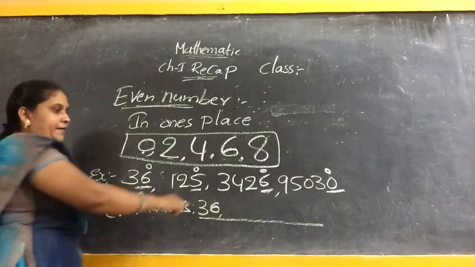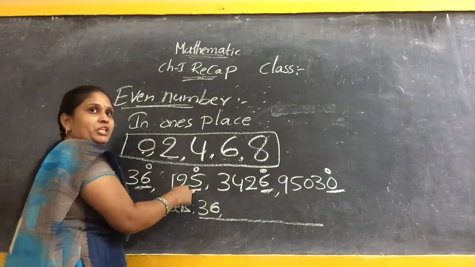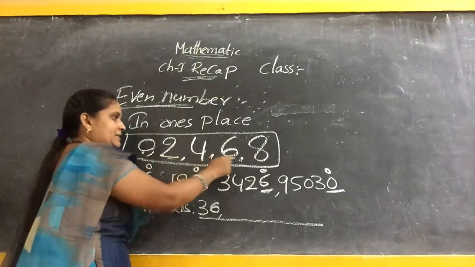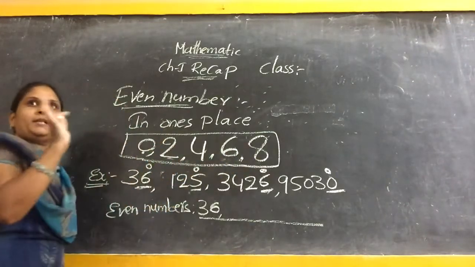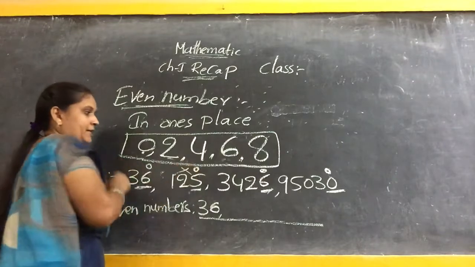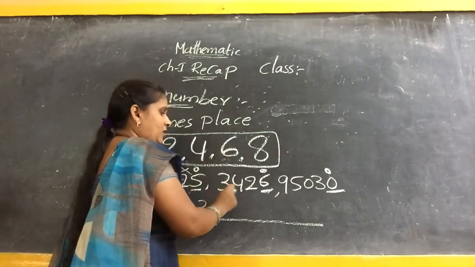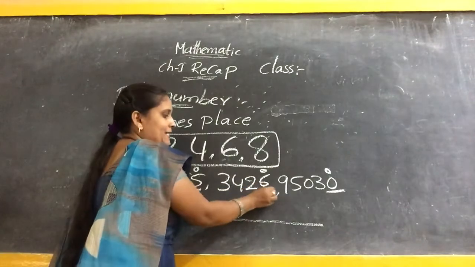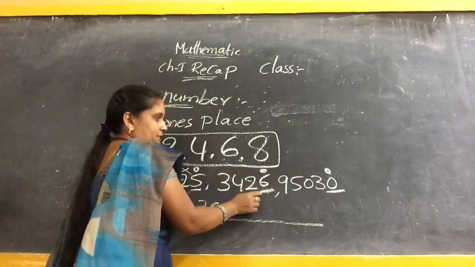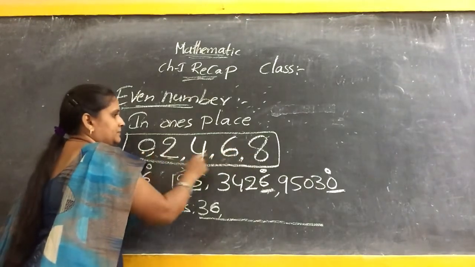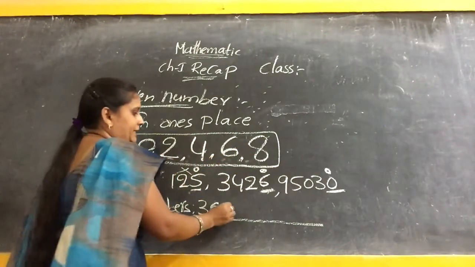Next, which number is there in ones place, children? In ones place 5 is there. Is there a 5 in this list? No, not there. So this is not an even number. Next, we go to the next number, 3426. What is the last ones place number here? 6. Now check it in this list. Is 6 there? Yes.